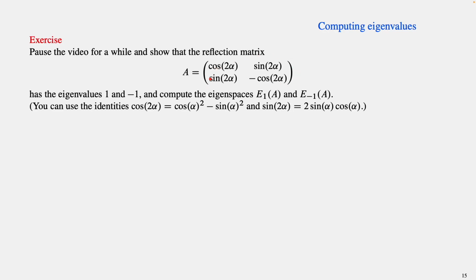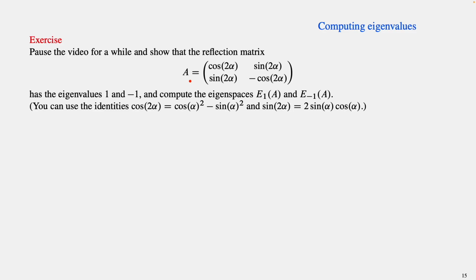But here I give you a reflection matrix A, which looks a bit similar to the rotation matrix, but the minus sign is actually in a different spot. So it's cosine 2 alpha, sine 2 alpha in the first column, and in the second column sine 2 alpha, minus cosine 2 alpha. And you may recall we already studied these a while ago in a previous chapter. And this is a reflection perpendicular to an axis that encloses an angle of alpha with the first coordinate axis.